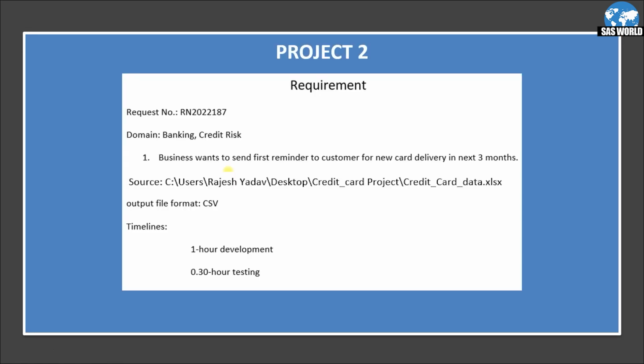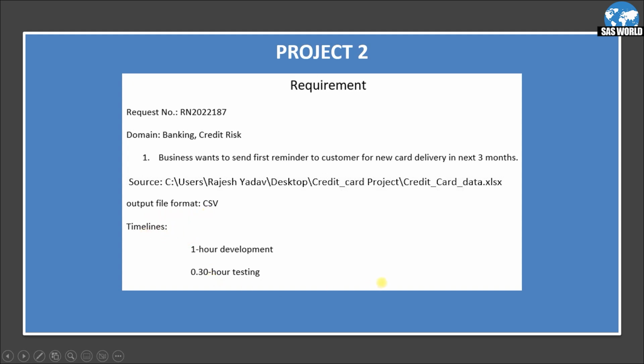So guys, this is project 2 and I've designed this for you to solve. So here the requirement is business wants to send a first reminder to customers for new card delivery in the next 3 months. So those people whose card is going to expire in the next 3 months, how will you identify those customers? We have a variable called expiry. So you will use a filter on the expiry variable and use the INTNX function and set a filter to check the cards in the range from today to the next 3 months. Location is this, output file format is CSV and timeline.